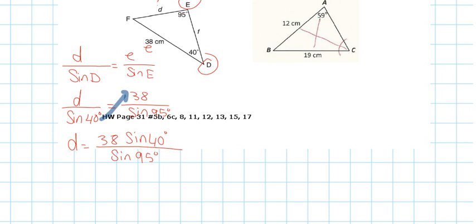And the answer is 24.5. Make sure that because it's a side, you're going to keep it to one decimal place, and then the unit is going to be centimeters. Are we good?